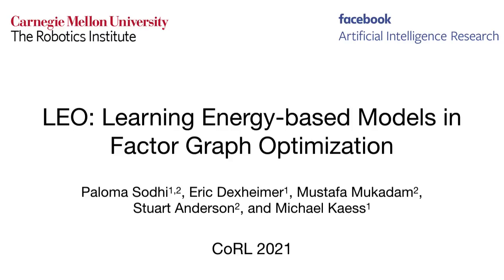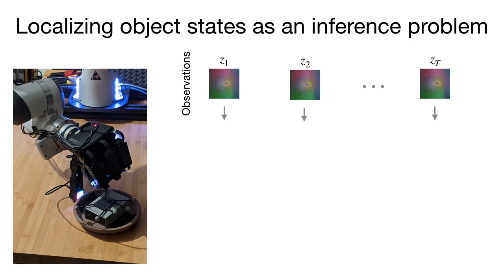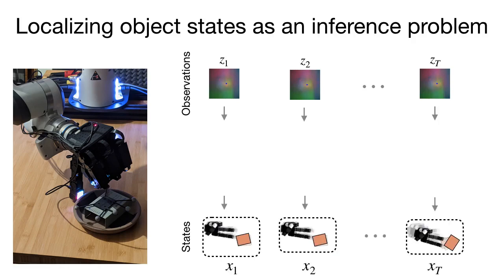Graph Optimization. Consider this problem of a robot arm pushing around an object. We are interested in localizing these object poses from touch observations or measurements. That is, at each time step, we receive a sequence of tactile image measurements from which we must infer a sequence of latent object poses.